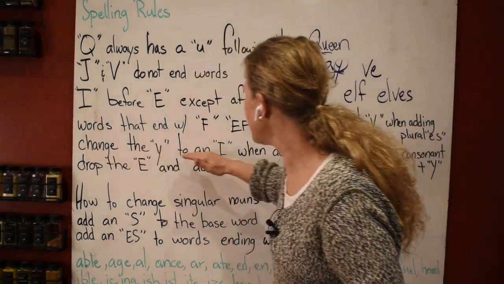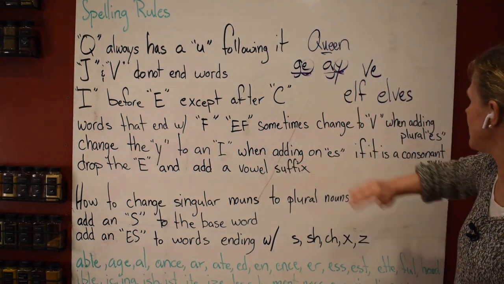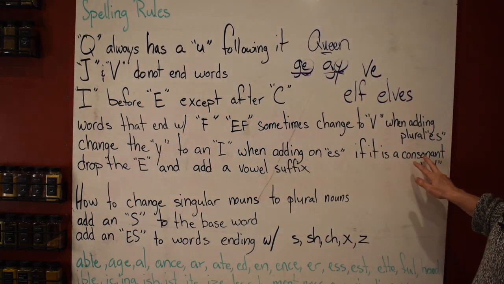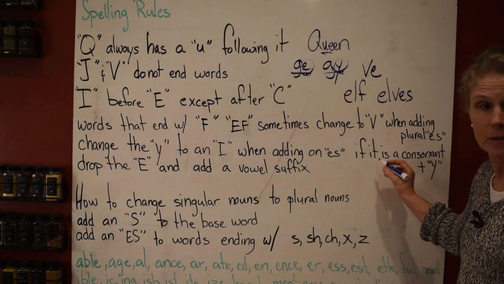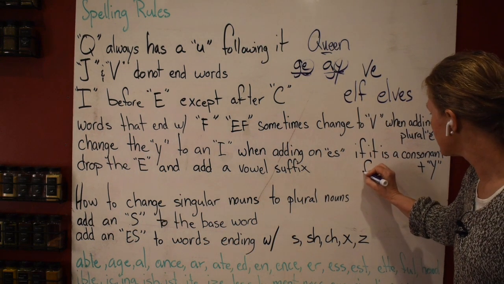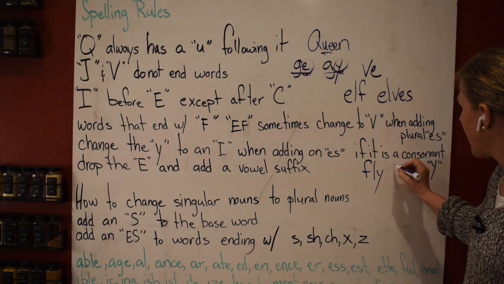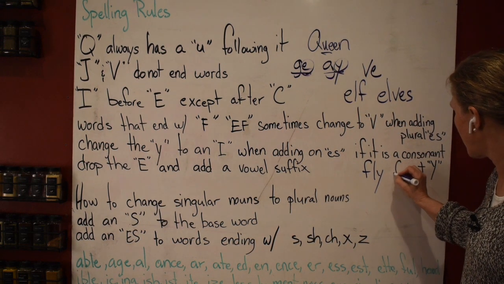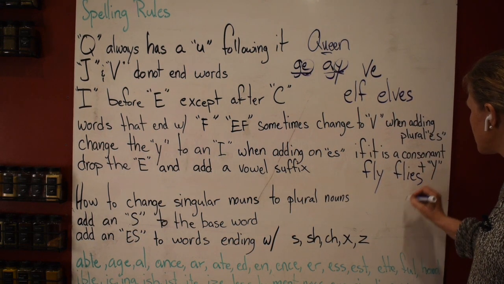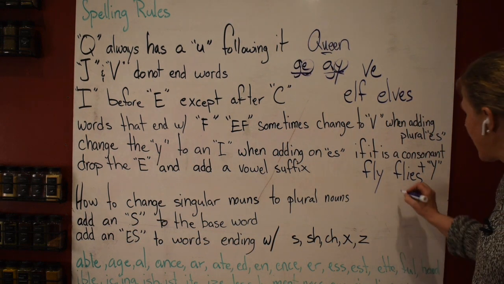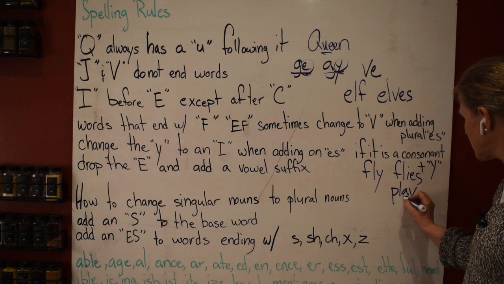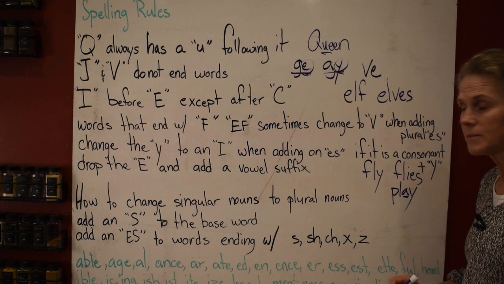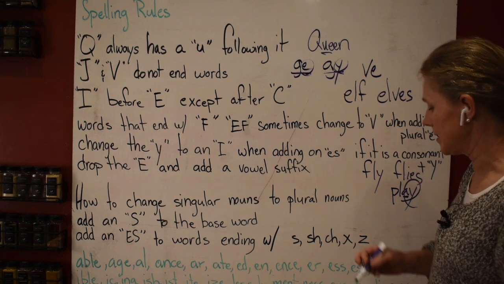All right, change the Y to an I when adding on an ES if it is a consonant plus a Y. Can you guys think of a word? How about fly? Fly. And then you change the Y to an I, I-E-S. But how about play? Can we do that? No, because this is not a consonant. We don't change vowel teams, and that's what that is.